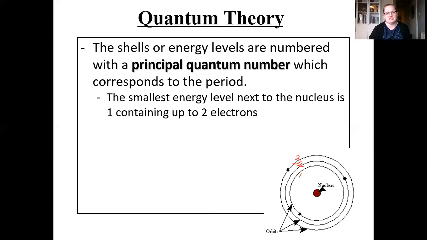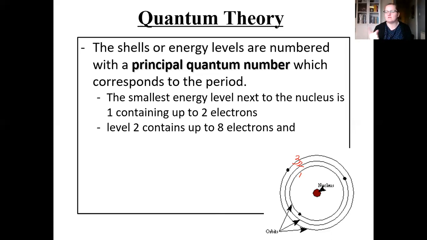Our smallest energy level next to the nucleus is 1, and that can contain up to 2 electrons. That bit is the same as what we've spoken about at GCSE. We're just going on an energy level now rather than a shell, but it's the same thing. Energy level 1, that first shell from GCSE, is next to the nucleus, has the smallest energy, and can hold up to 2 electrons. Energy level 2 can contain up to 8 electrons. So you can see the links between GCSE and A level. It's almost like we've just changed the wording.